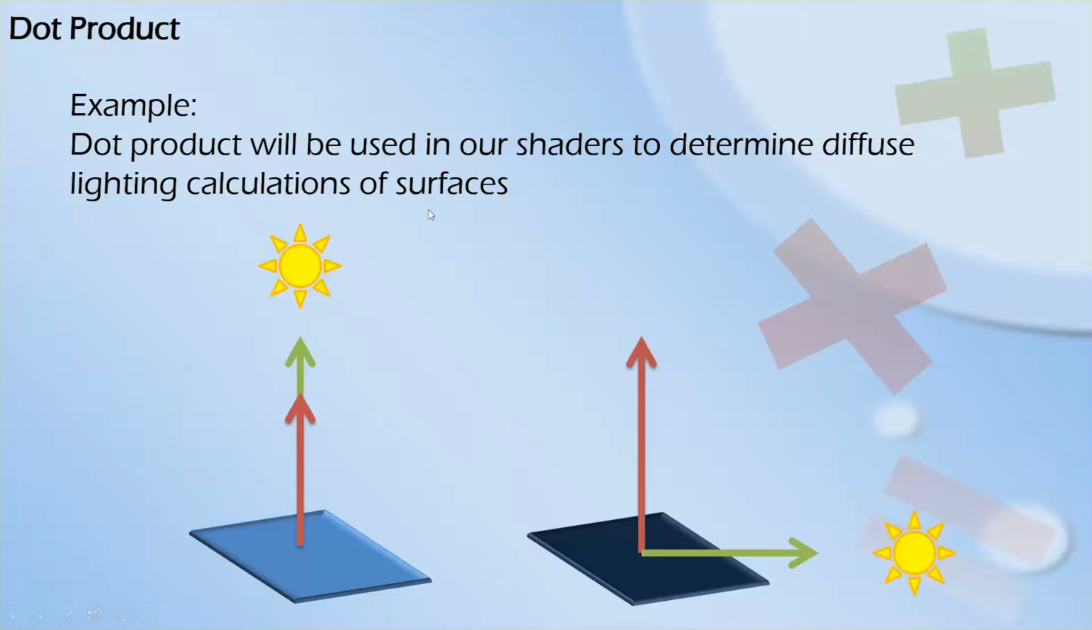As I mentioned, the dot product is incredibly useful in our shaders for calculating the diffuse lighting calculations on surfaces. When two vectors are parallel, the dot product, when they're unit vectors, will return a value of 1. When they're 90 degrees apart, it will return a value of 0. If they're anti-parallel, you get -1.